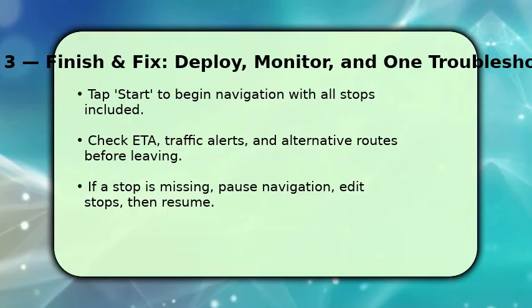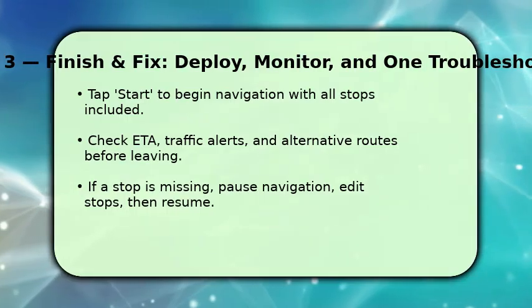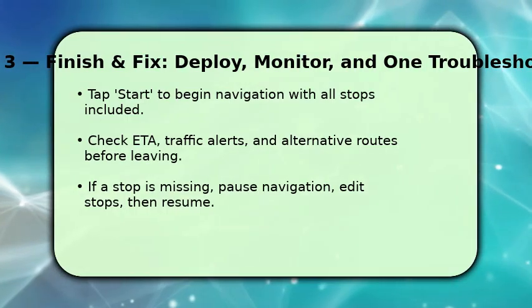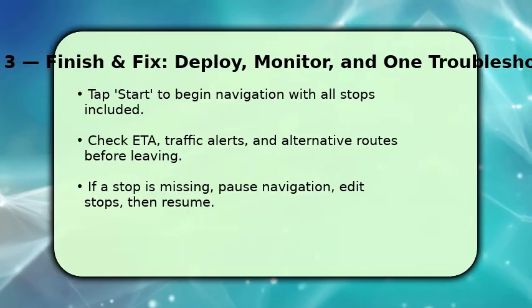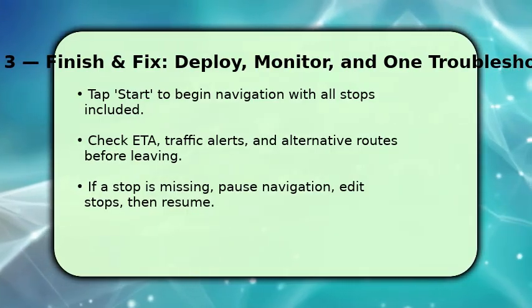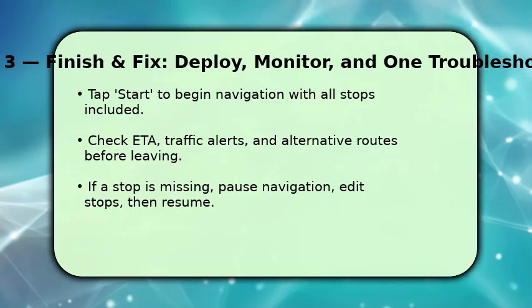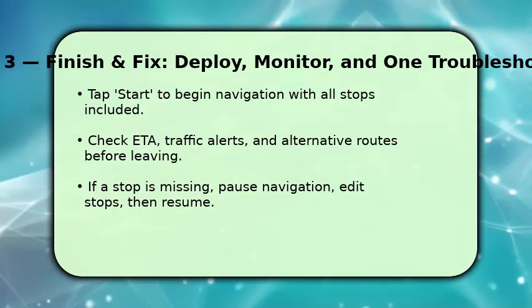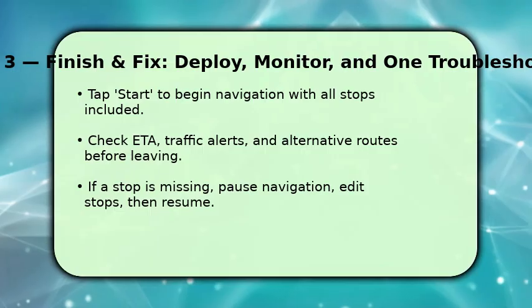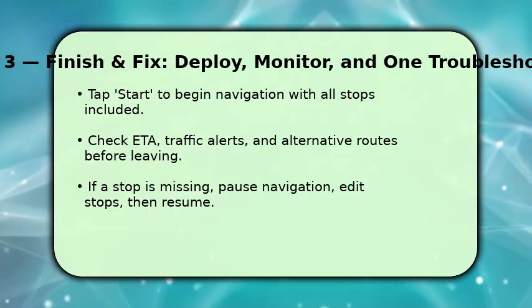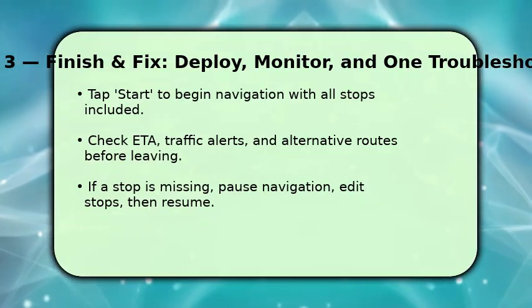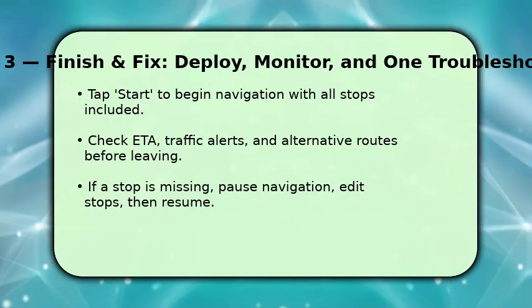If the app omits a stop, pause navigation, return to the directions screen, insert or reorder the missing stop, and then resume. This forces a route recalculation. If problems persist, close and reopen the app or toggle location services. These steps clear temporary glitches and make sure your phone uses current GPS and map data for accurate routing.